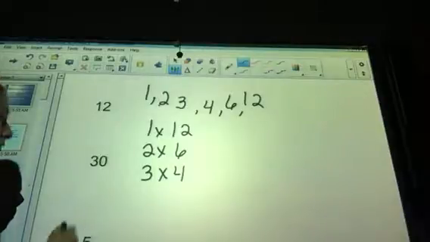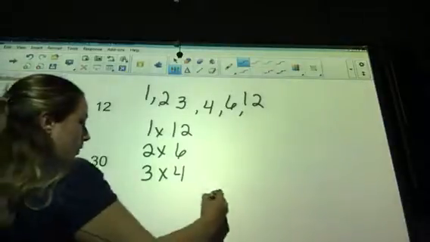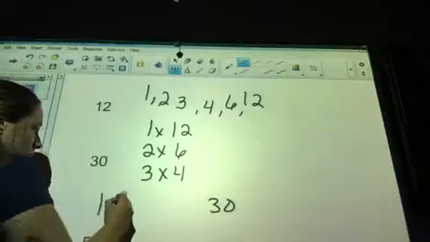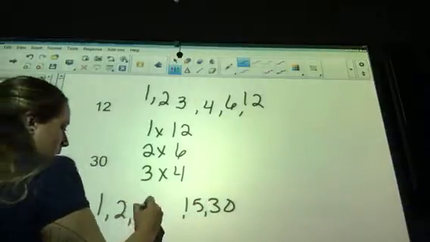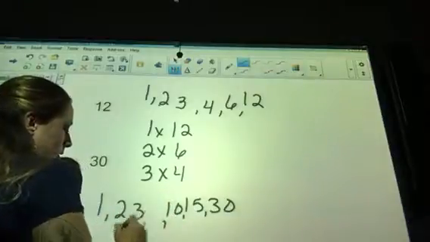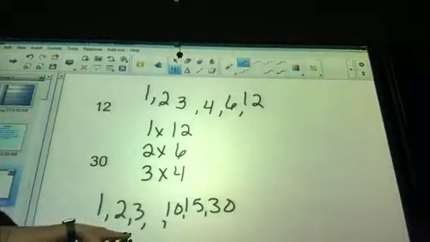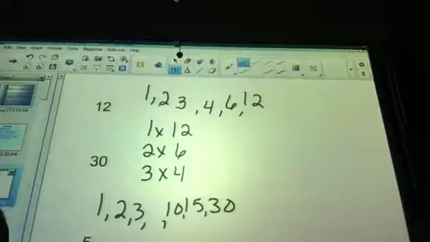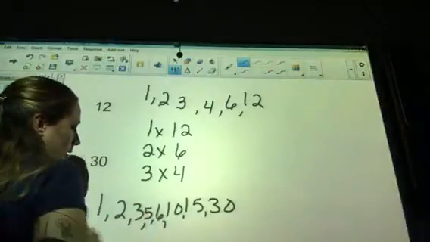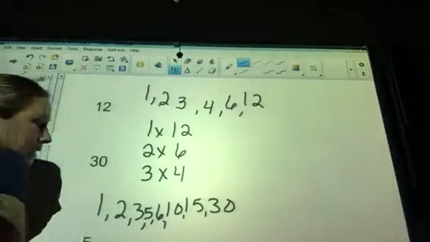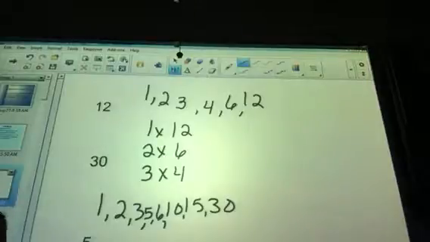Okay? Let's try 30. Well, 1 times 30 is 30. 2 times 15 is 30. 3 times 10 is 30. See, this is why this makes it a little difficult, because you start running out of room. Let's see, 4 times 7 is 28, so I know 4 more is not 30. How about 5 times 6? And then, now that these numbers are side by side, I know that I'm done.